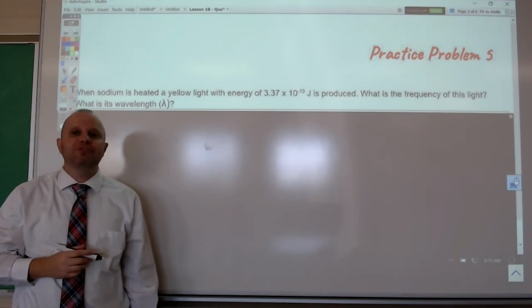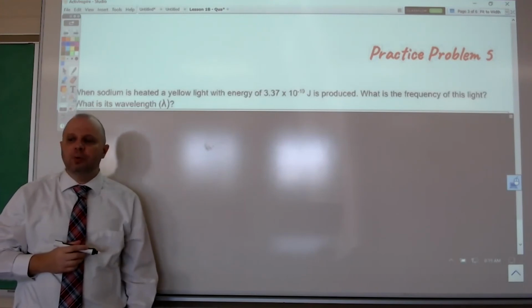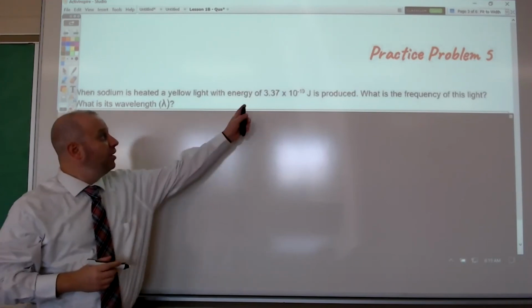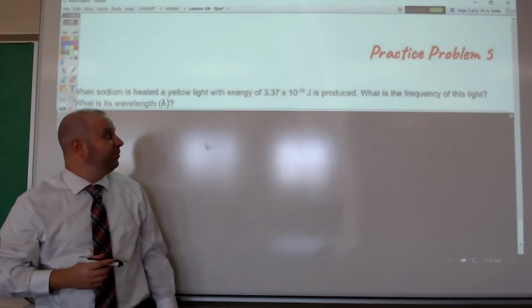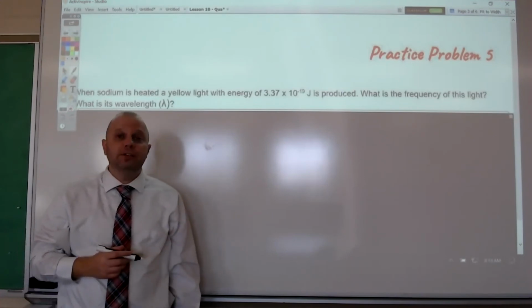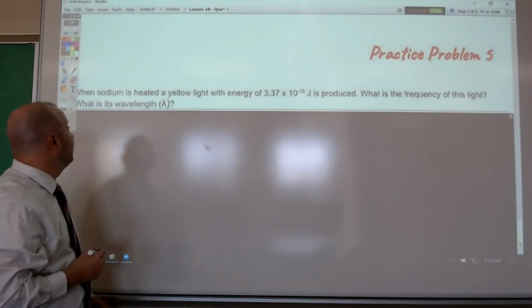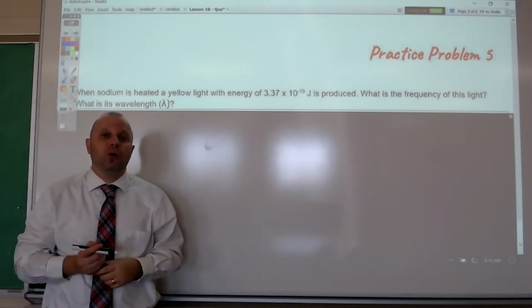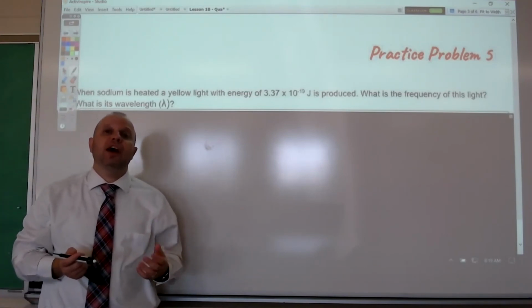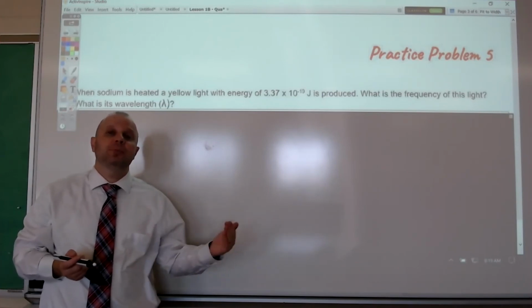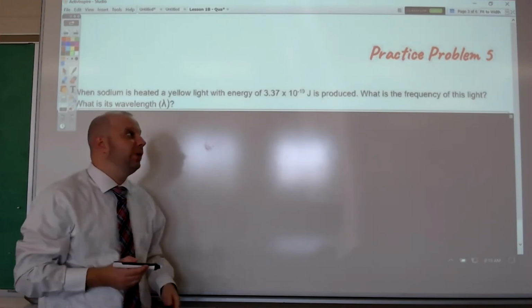In practice problem 5, the question says, when sodium is heated, a yellow light with an energy of 3.37 times 10 to the negative 19th joules is produced. What is the frequency of this light? And what is the wavelength? This is a two-part question. So first, we're going to have to find frequency. Once we have our answer to frequency, we're going to substitute that in order to find wavelength.